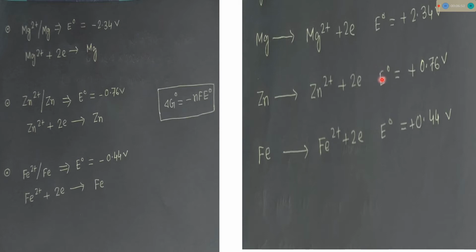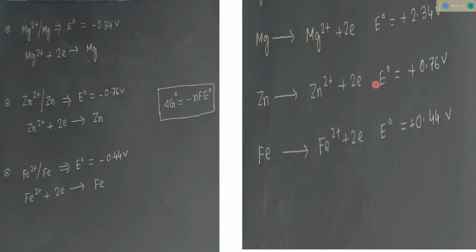Since this E0 value is less than that E0 value, if we couple magnesium and zinc, we cannot say that zinc oxidizes and the electrons released by zinc will be taken up by magnesium 2 plus, converting it into magnesium. It is not possible because delta G0 is more negative for the magnesium system, more negative than zinc. So for magnesium, this reaction is thermodynamically favorable.